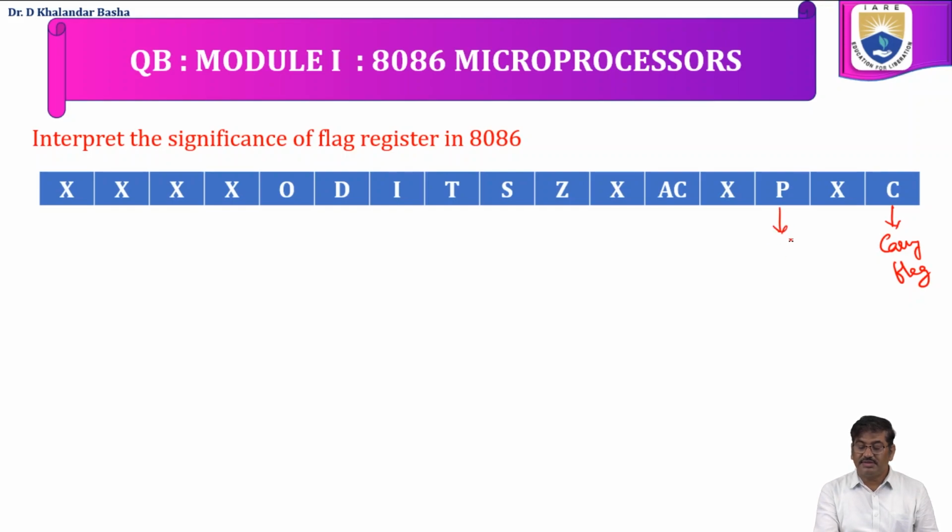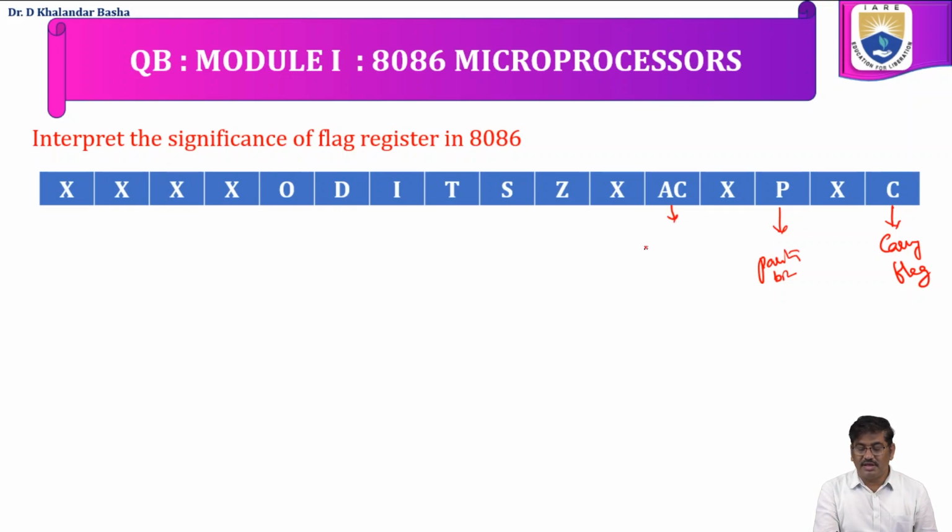The next bit is P. P stands for parity bit. The parity bit signifies how many ones there are in your data. As 8086 follows the even parity case, the P bit is equal to 1 if the number of ones in the data is even. If the number of ones in your data is odd, the P bit is equal to 0.